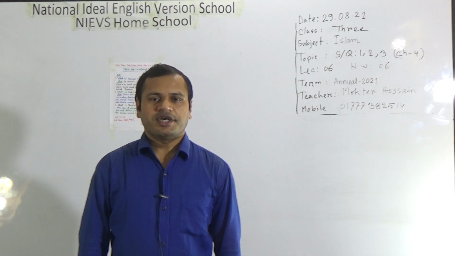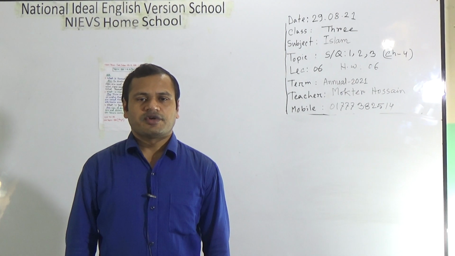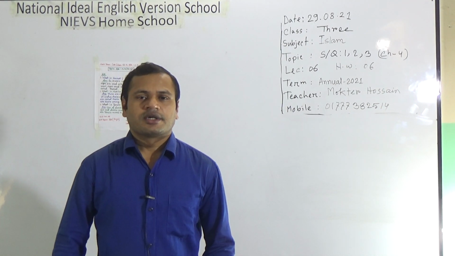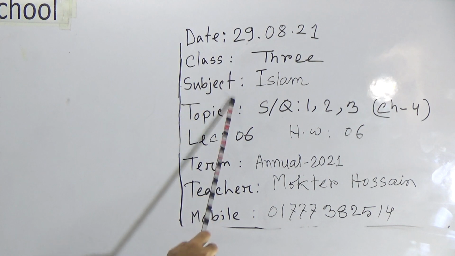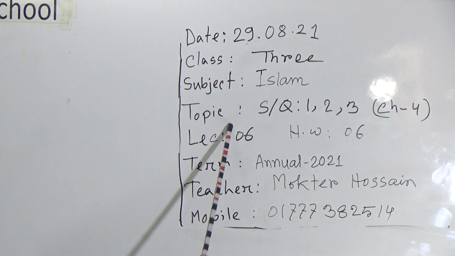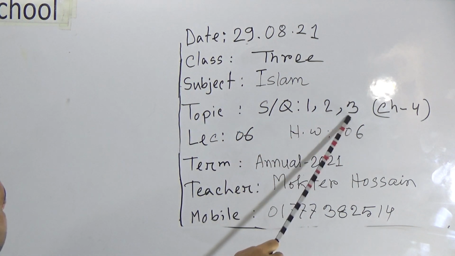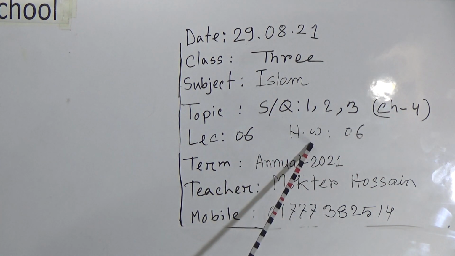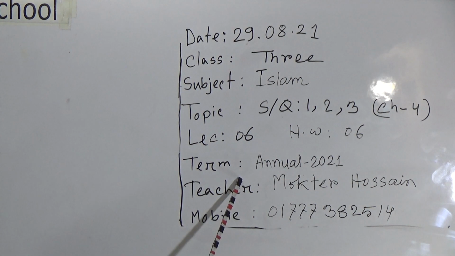Today, I am going to take an Islamic Studies class for the students of Class 3. Students, let's see the board. Class 3, Subject Islam, Topic SQ 123, Chapter 4, Lecture number 6, and SW also will be 6. Term Annual 21. This is my mobile number. Dear students, so let's start our today's topic.